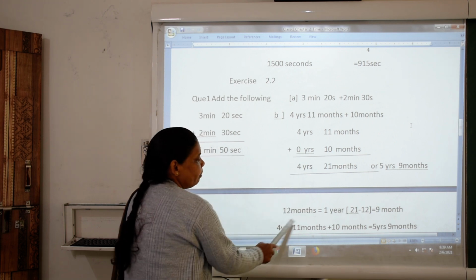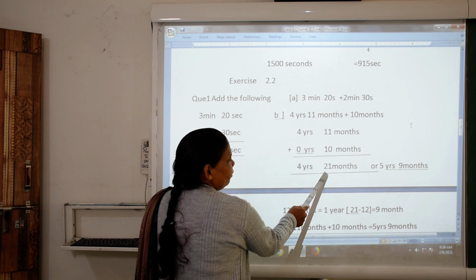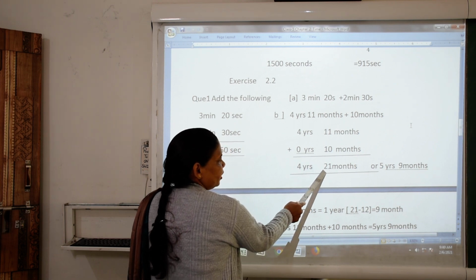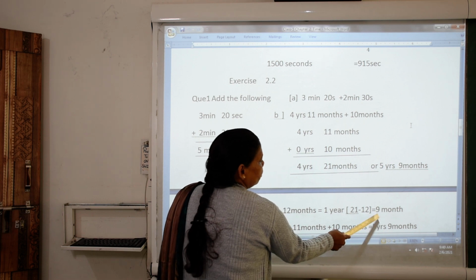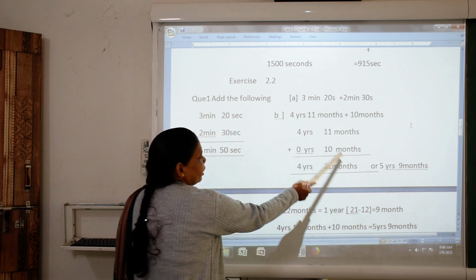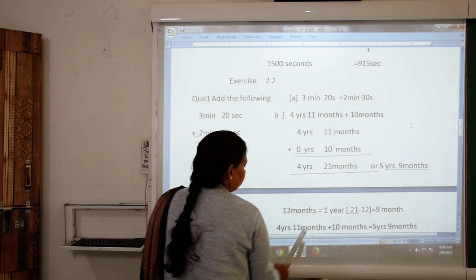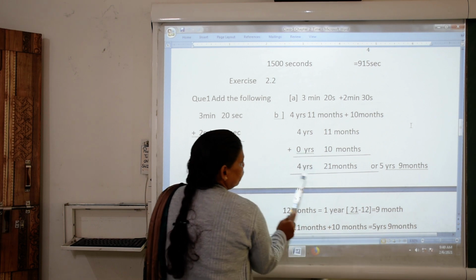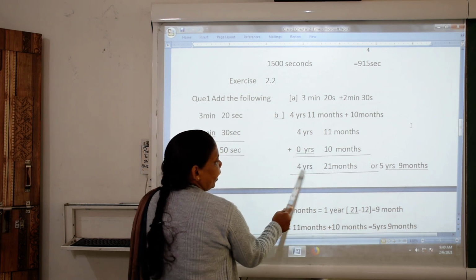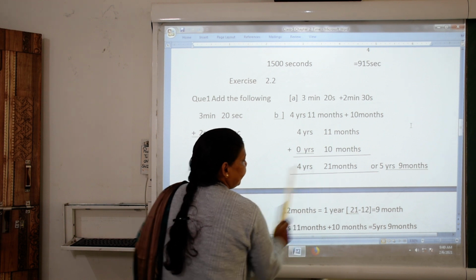So we will give the 12 months to this side. It means 12 months is equal to 1 year. So we minus 12 from this 21. Then you will get 9 months and 1 year we will give to this side. So 4 years 21 months is equal to 5 years 9 months. So we add 1 here and we minus 12 months from here, so it will be 9.